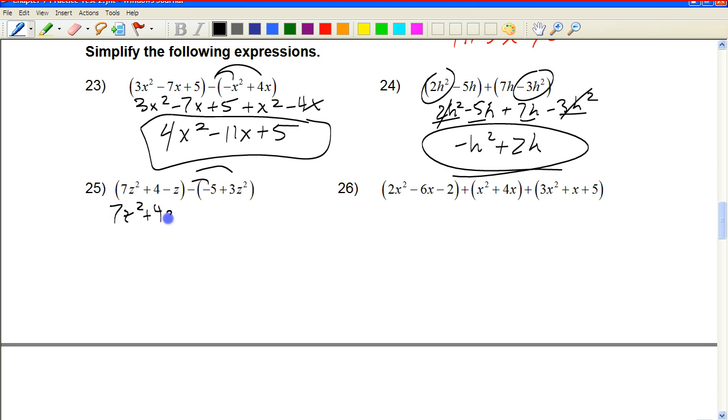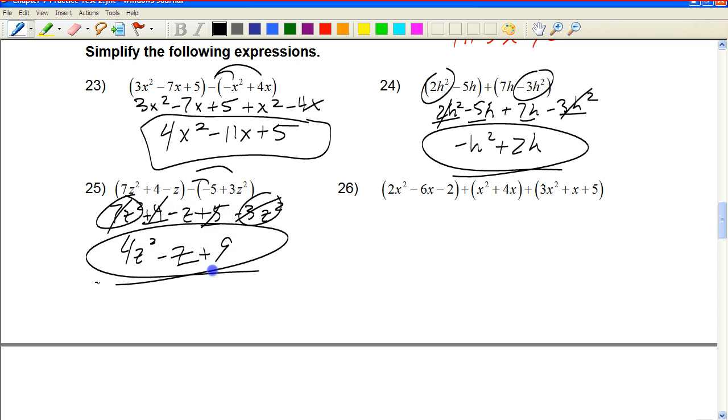Rewrite it. Oops. Plus 5 minus 3z squared. So it's going to be 4z squared, this and this, 4z squared. This and this is going to be positive 9, and then negative z I'm going to squeeze in there.